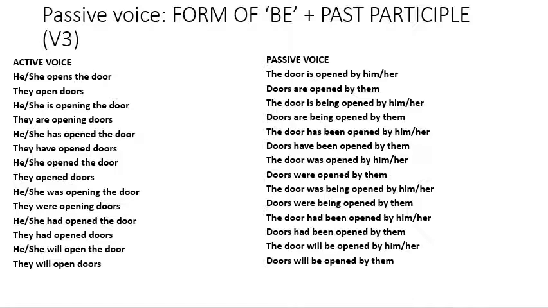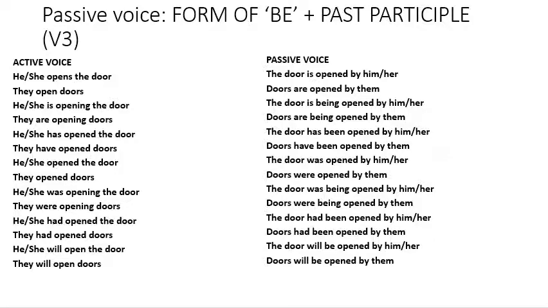Again, he or she opened the door, they opened doors. Here, doors were opened by them. He or she was opening the door. Was opening, you should change that to was being opened. The door was being opened by him or her. They were opening doors. The doors were being opened by them.